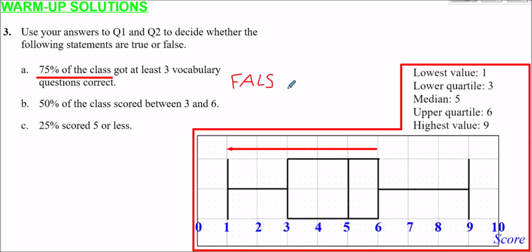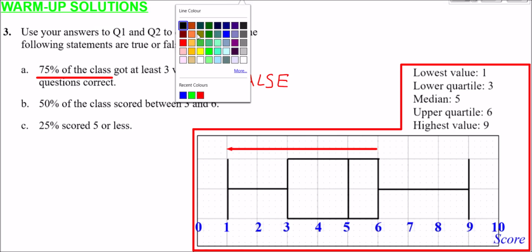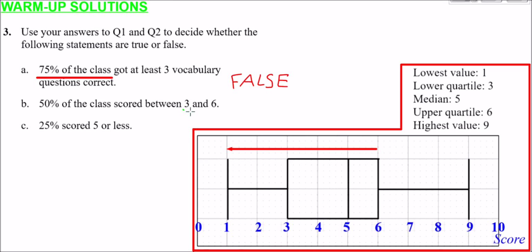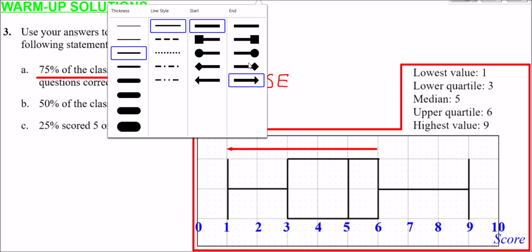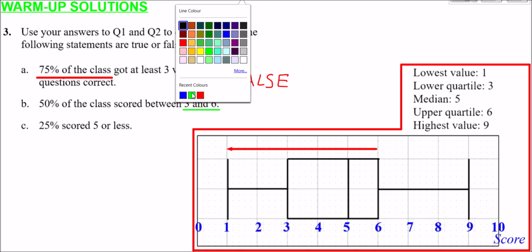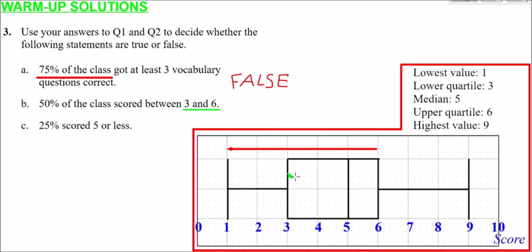For part B, it says 50% of the class scored between 3 and 6. So now we need to consider which bits of this graph are between 3 and 6. Which bit of this box plot, rather, between 3 and 6. So between 3 and 6, we've got here all the values from the lower quartile up to the upper quartile.